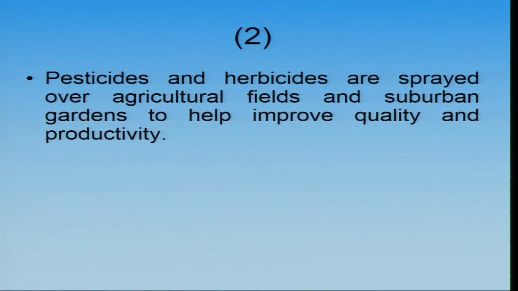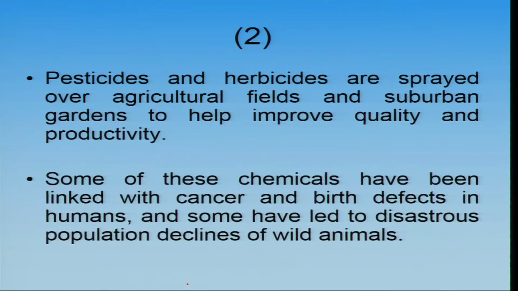Pesticides and herbicides are sprayed over agricultural fields and suburban gardens to help improve the quality of productivity. Some of these chemicals have been linked with cancer and birth defects in humans, and some have led to disastrous pollution, also declining the wild animals.